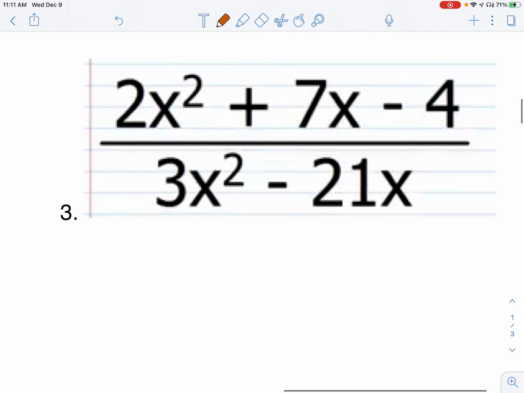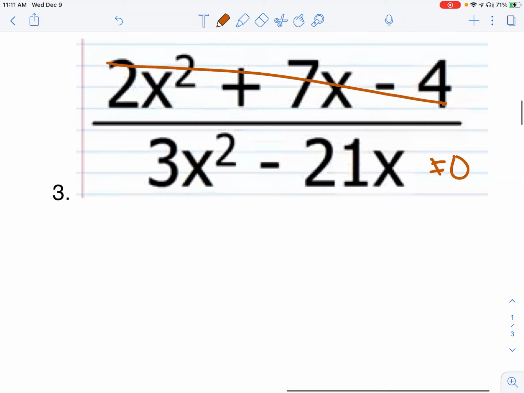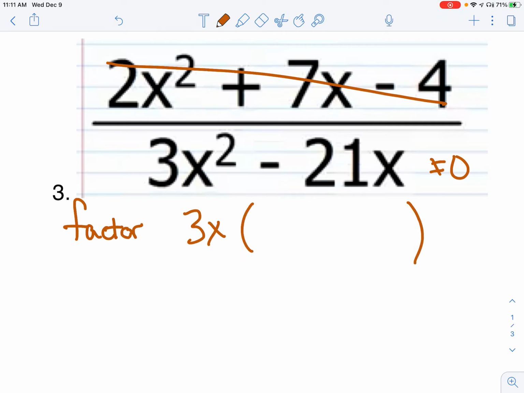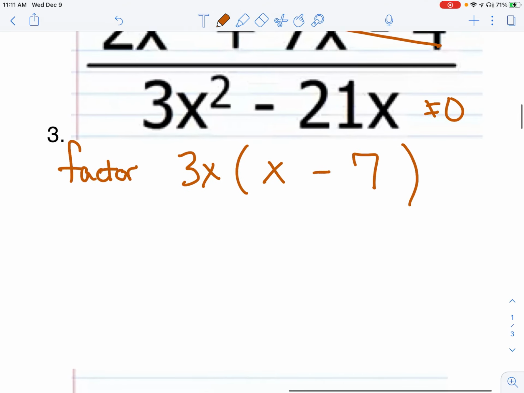Number 3. This one's a little more intense because it does factor. Again, I'm not worried about the numerator because the numerator can be anything. I'm worried about the denominator. The denominator is not allowed to be 0, but this one does factor. It factors by a GCF of 3 and x. If we take out a 3 and an x, we're left with x minus 7. So now I have two different parts.